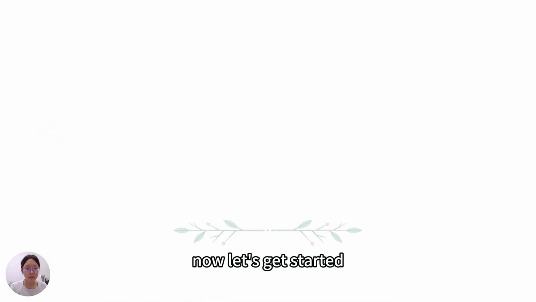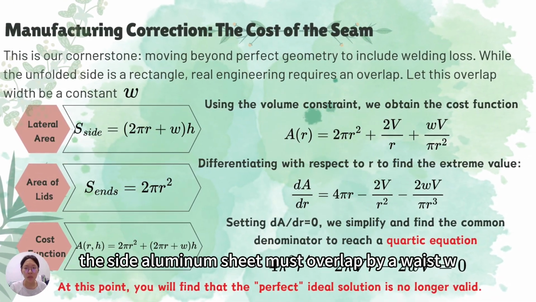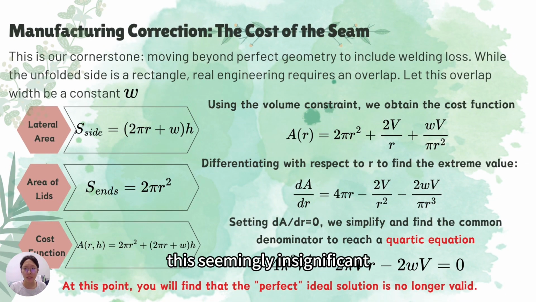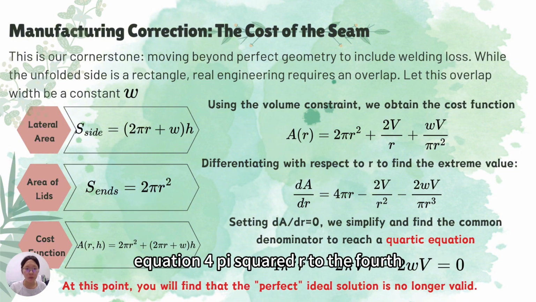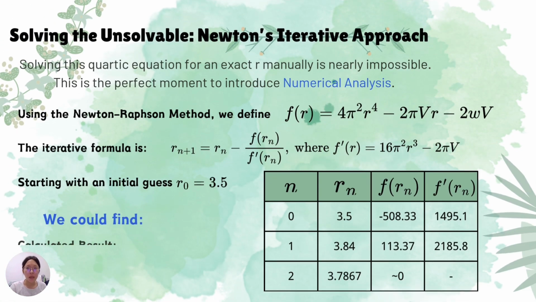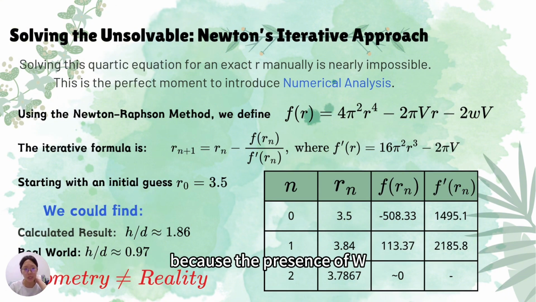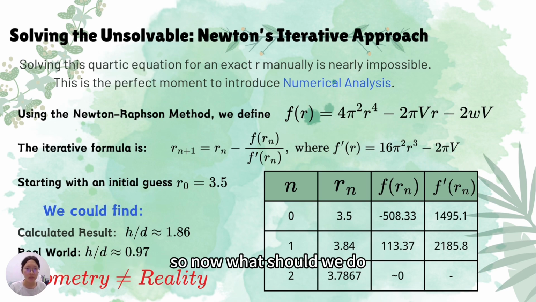Now let's get started. In actual engineering, the side aluminum sheet must overlap by a width W to be welded securely. This seemingly insignificant 0.5 cm overlap transforms the area function into a complex quartic equation: 4 pi squared r to the fourth minus 2 pi Vr minus 2WV equals 0. At this stage, simple differentiation cannot yield the direct answer because the presence of W renders the perfect analytical solution invalid. So now what should we do?